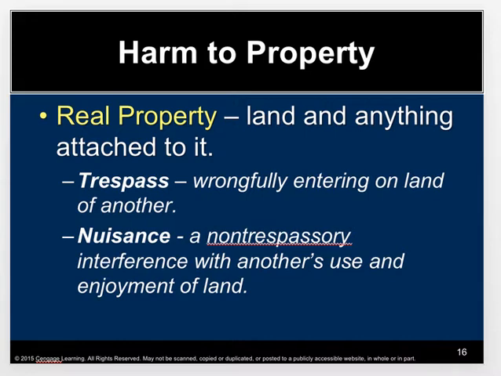Now, when we're talking about intentional torts related to real property, the two main ones are trespass and nuisance. Trespass is wrongfully entering on land of another. So, I have my house, I have a fence. You jump the fence, you're now on my property, that's a trespass.